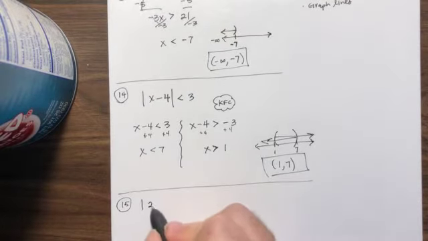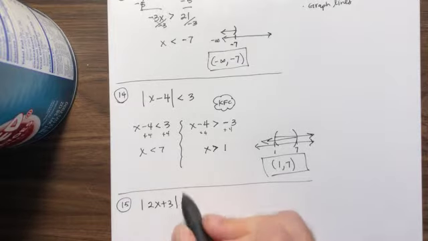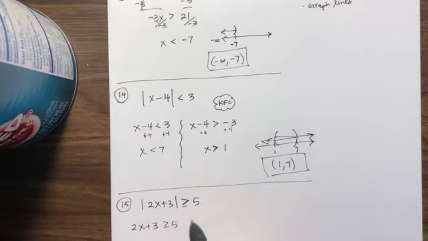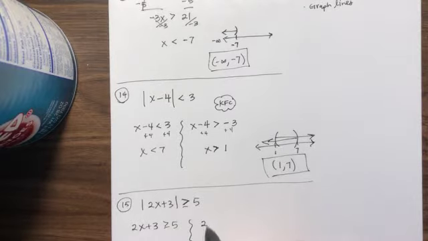And let's just do another one. 2x plus 3, absolute value, and that's greater than or equal to 5. All right, so we're going to split it up. First one is the same, 2x plus 3 greater than or equal to 5. And then the second one, you're going to keep 2x plus 3, you're going to flip to less than or equal to, and then you're going to change it to negative 5.